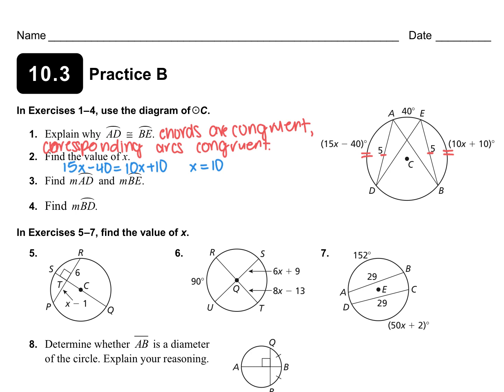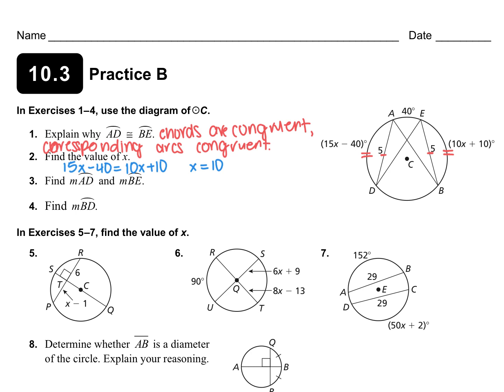All right, now it says find the measure of arc AD and the measure of arc BE. What do we know about those 2 arcs? They're congruent, so I only have to solve for one. Easiest one is 10x plus 10. It's all 10, so we should know how to work with 10s.